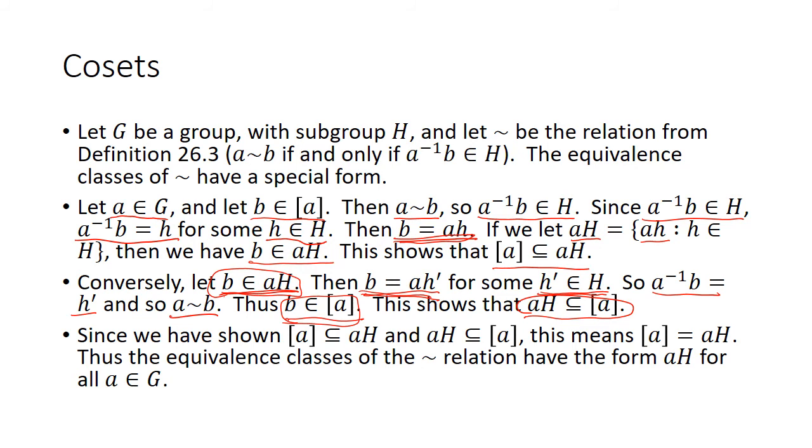So what we've just done is we've shown in both orders that bracket A is a subset of AH, and AH is a subset of bracket A. That means that bracket A equals AH. So the equivalence class of A under this tilde relation is exactly just this thing right here. It's all the elements in the subset with little a multiplied on the left. That's all it is. So the equivalence classes of this tilde relation have this form for every element A in G.